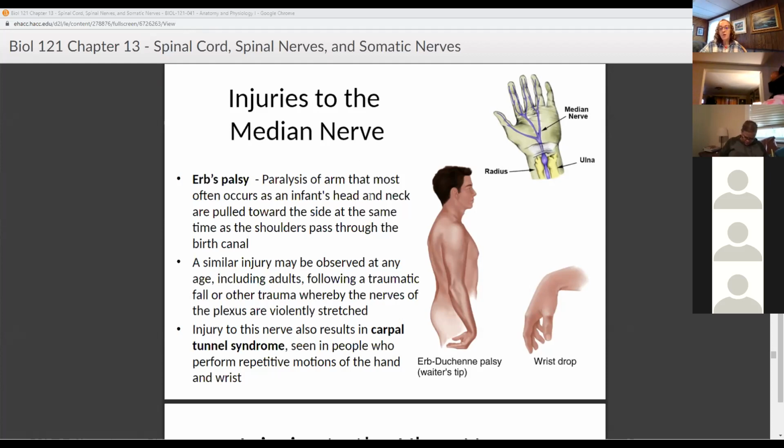Erb's palsy is paralysis of the arm that often occurs as a baby's head and neck are pulled toward the side at the same time as the shoulders pass through the birth canal. So it's a traumatic injury to the brachial plexus that injures the nerve and causes the arm to hang down. Wrist drop. The nerves are violently stretched.